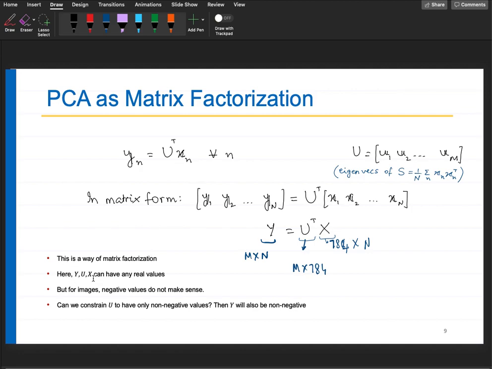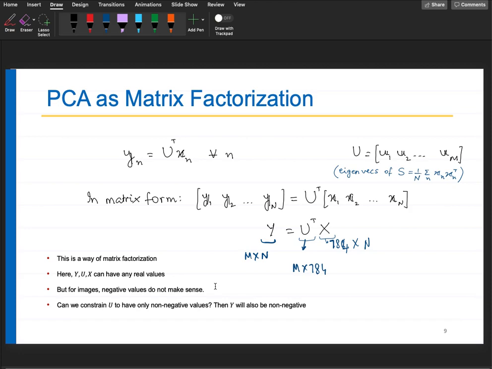Here Y, U and X can take any real values. They can be positive, negative, whatever. But for images, negative values do not make sense. Let us say you are reconstructing your given image and you are getting negative values. What will you do? You can simply clip them, make all the negative values clip to 0. But still, that is not the best solution, right? Because you're hard forcing. It's not a principled approach. It is just a kind of hack.